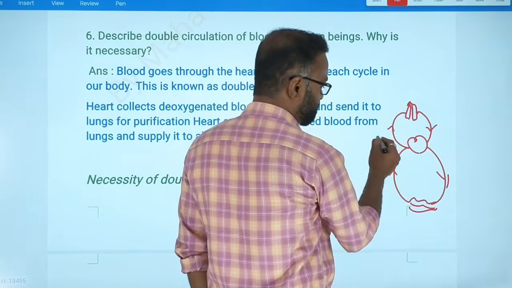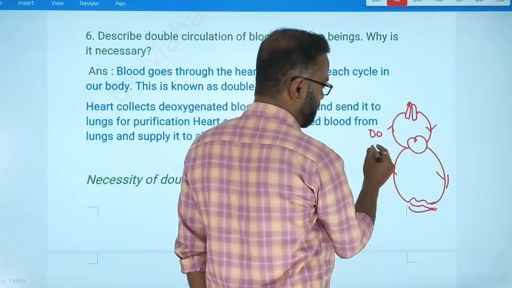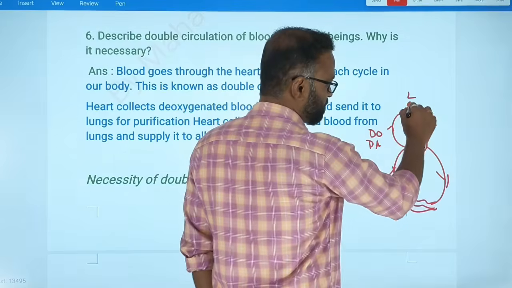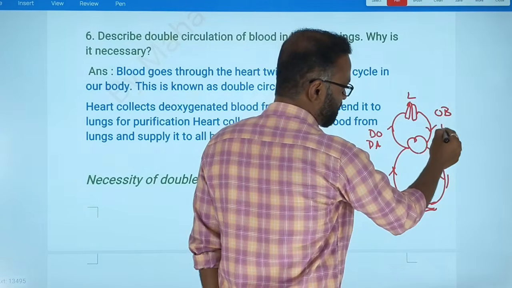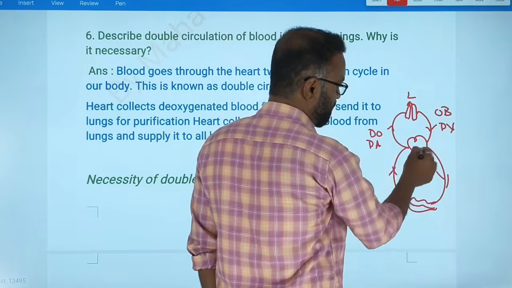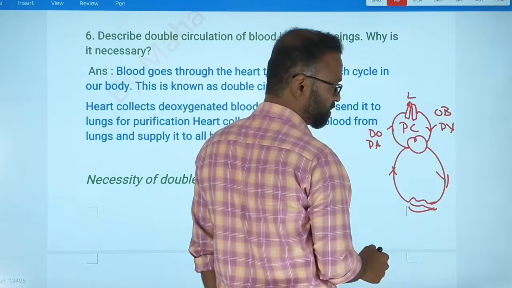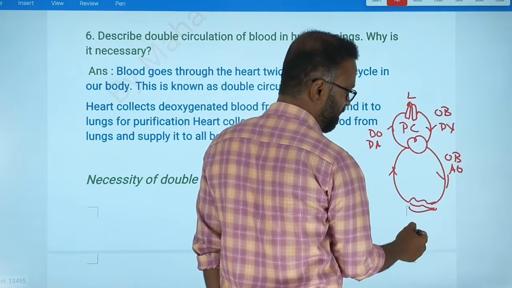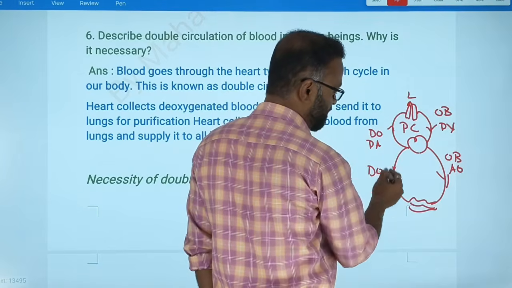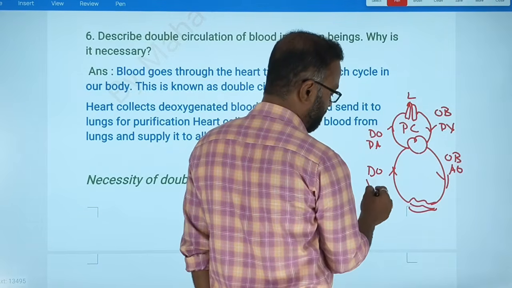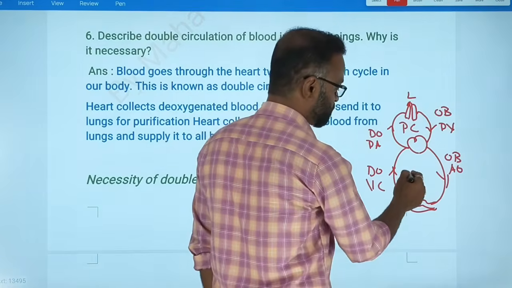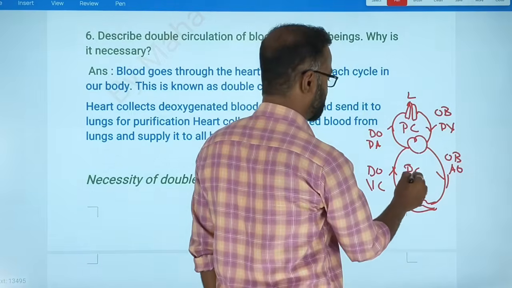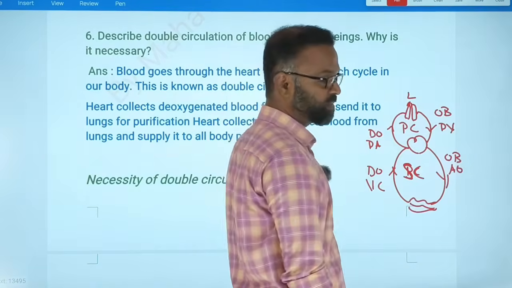The deoxygenated blood from the heart is sent to the lungs with the help of the pulmonary artery. And after oxygenation in the lungs, the oxygenated blood is carried back to the heart with the help of the pulmonary vein. This circulation is called pulmonary circulation. And again from the heart, oxygenated blood is sent to all the parts of the body through the aorta. And the deoxygenated blood from all the parts of the body is sent back to the heart with the help of the vena cava or the veins. This is called systemic circulation.